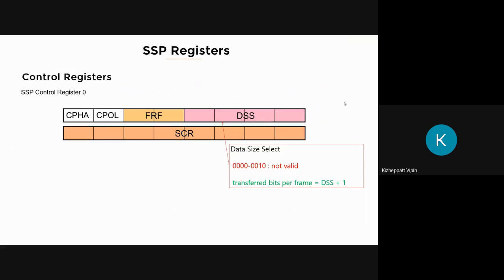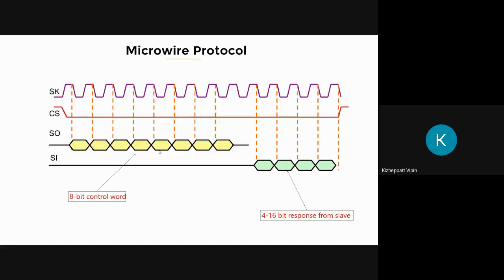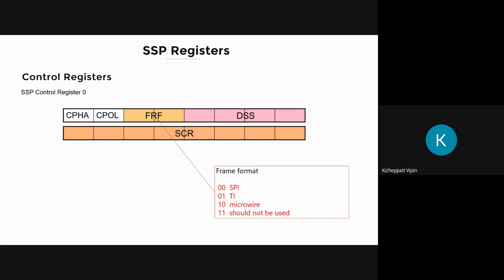If you are using SSP here, that is not the case. You write 1 1 1 1. He will take 1 1 1 1 plus 1, 16. Fine. So this is a flexible module. You need to say which protocol he should follow because the timings are different. You have seen that is done here in the frame format. If you write 0 0, SPI; 0 1, TI; 1 0, Microwire; 1 1, not supported.